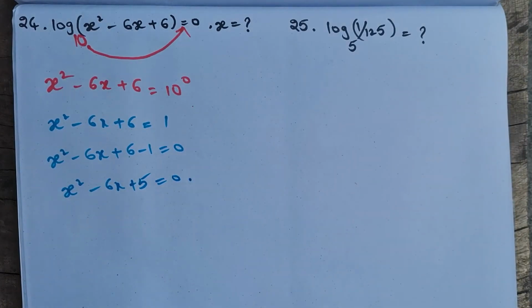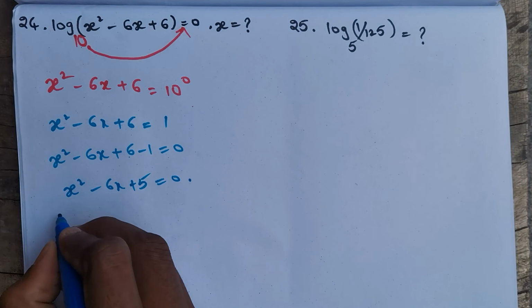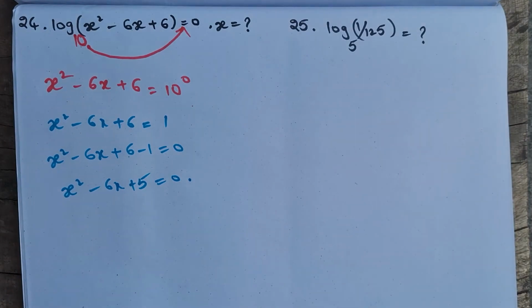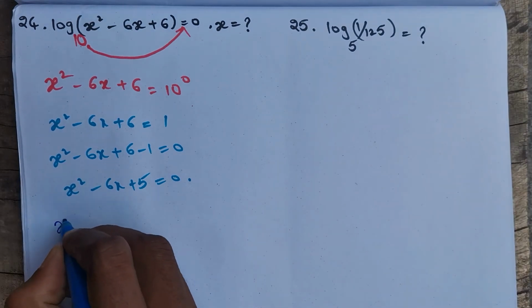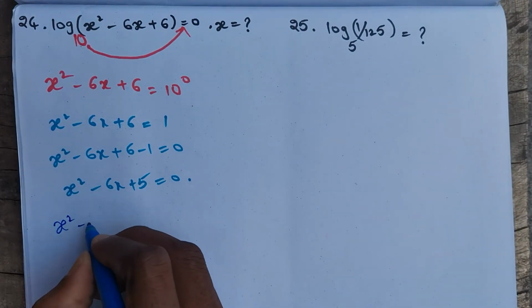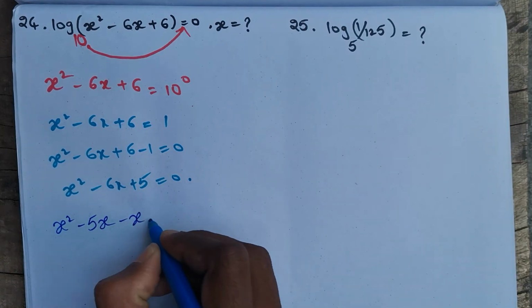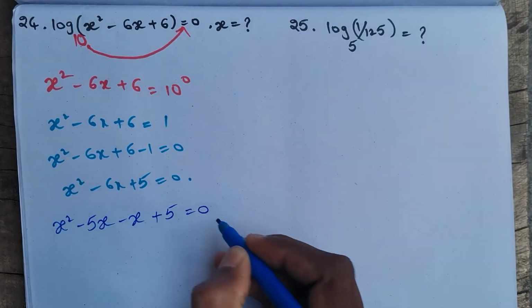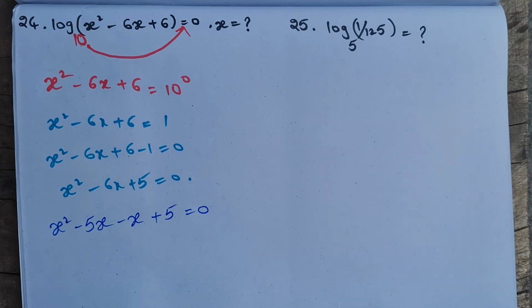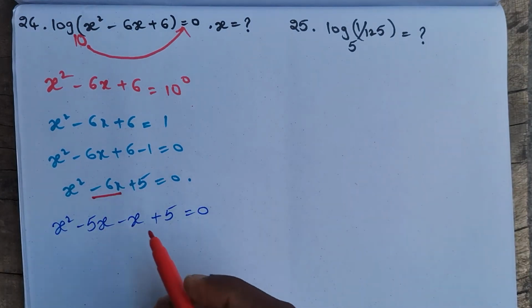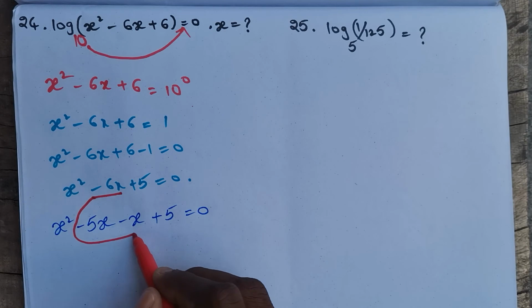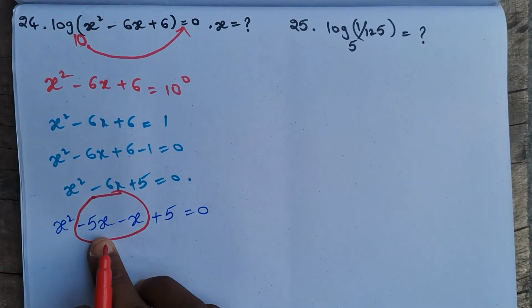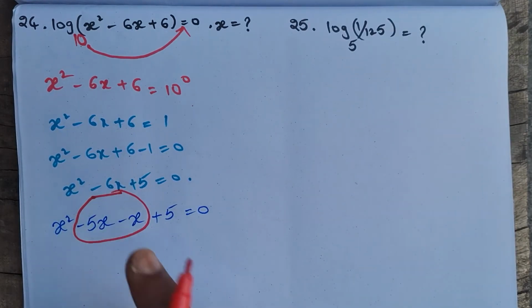So now we got a quadratic equation. By splitting the middle term into two terms, we need to find the x values. x square, here the first term x square as it is, minus 6x can be written as minus 5x minus x, plus 5 as it is, equals 0. Here minus 6x is the middle term. I am writing that as minus 5x minus x, because minus 5x minus x is again minus 6x.